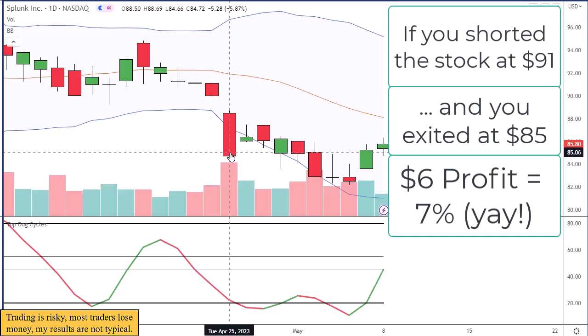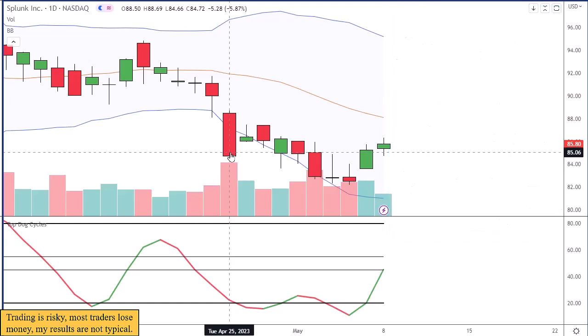How could we make 70% profit in 2 days? And the answer is simple. It's not easy. I'm not going to pretend it's easy because it's not, but it is simple. And that is, instead of shorting the stock, trade the option contract on the stock. In that case, that would mean buying a put. And that's what I did here.